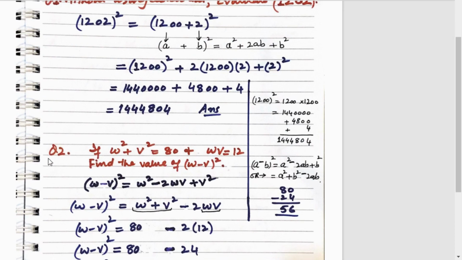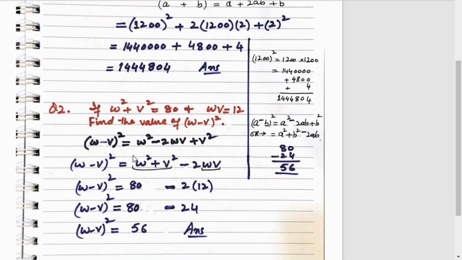Likewise, in question number 2, if w square plus v square is 80 and wv is equal to 12, some data is given to you and we are supposed to find out the value of (w minus v) whole square. (w minus v) whole square is a very prominent side of some identity. It is a whole square. It means a matter of perfect squares.